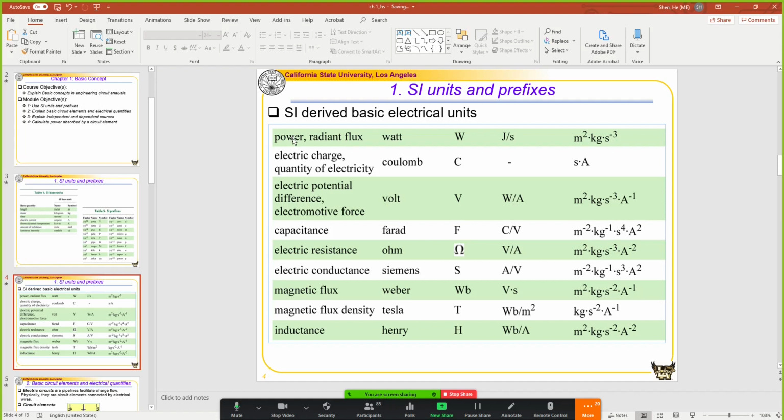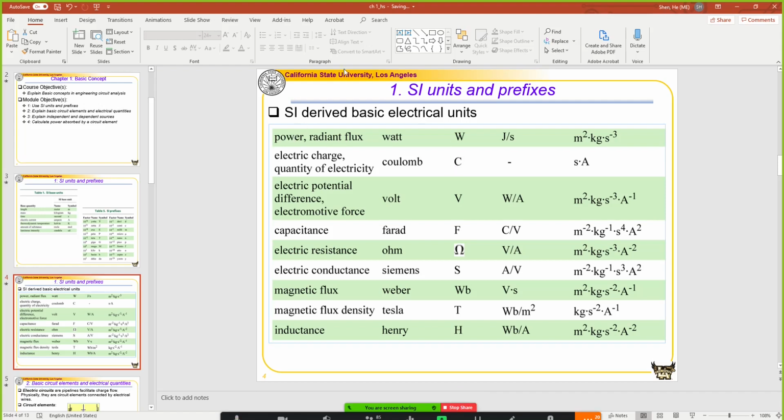So we talked about the SI base units already. Here is the list of derived basic electrical units. These are all the units that we will see in this class. The first is power. Power has a unit of watts, but this unit is not an SI base unit, so it's a derived unit. It can be represented by those SI base units. So 1 watt is equal to 1 meter squared kilogram second to the power of -3. Of course you don't need to memorize this correlation.